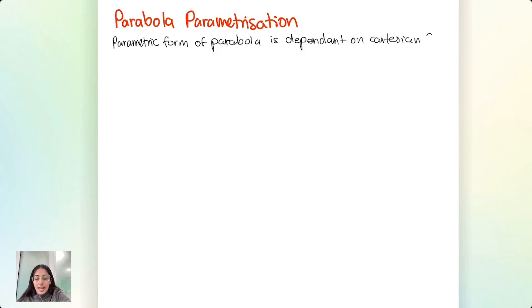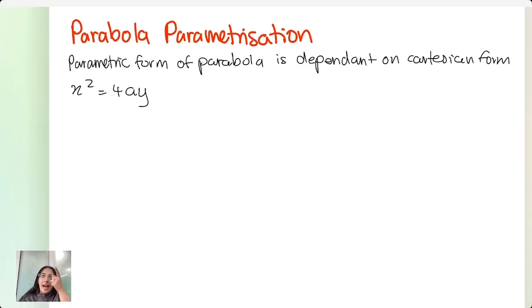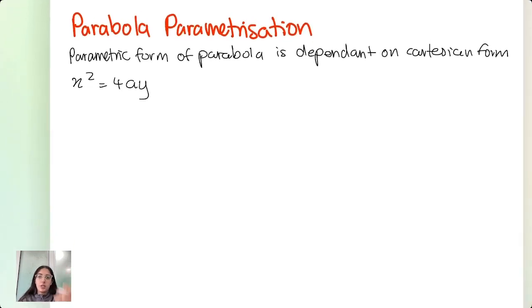Which is x squared equals 4ay. So we want to be able to put the Cartesian form in that equation style. So for example, let's say that we have x equals 2at and then y equals at squared. So this is just a general form. I'm not doing an actual question.